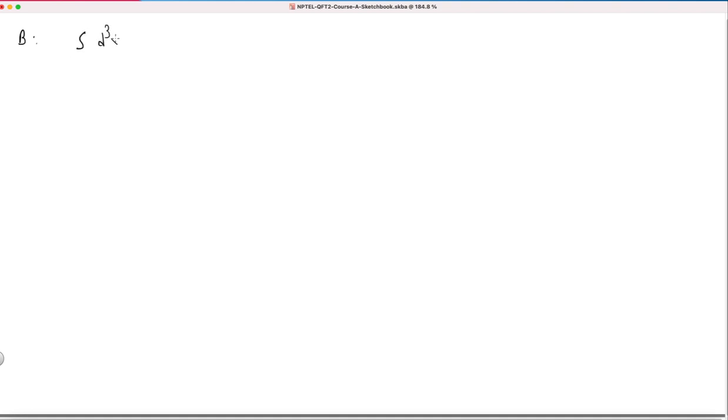Integral d cube x e to the minus i p dot x times e to the minus i (p alpha minus k) dot x, okay? This will give you 2 pi cube. It's an integral over 3-volume, so it will give you a 2 pi cube times delta cube (p alpha minus k plus p).